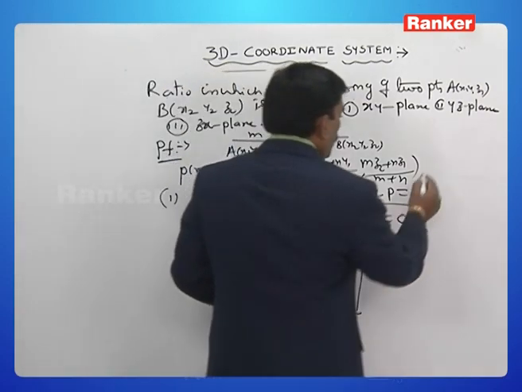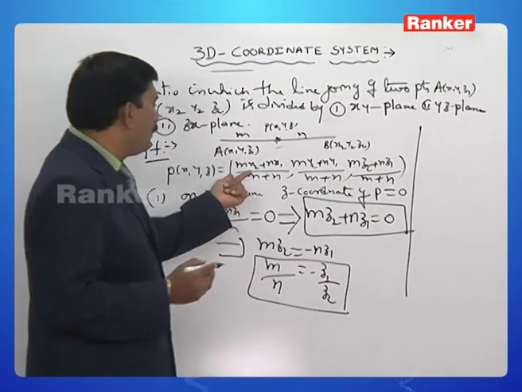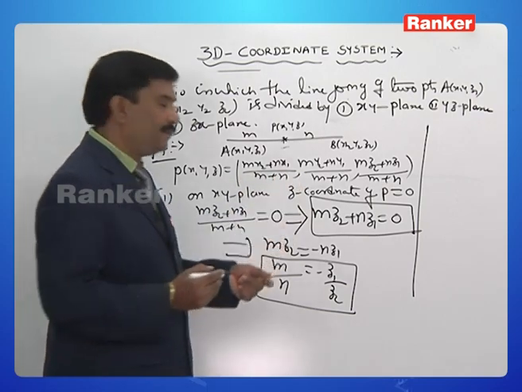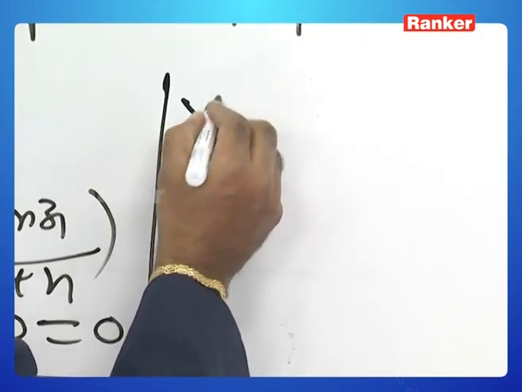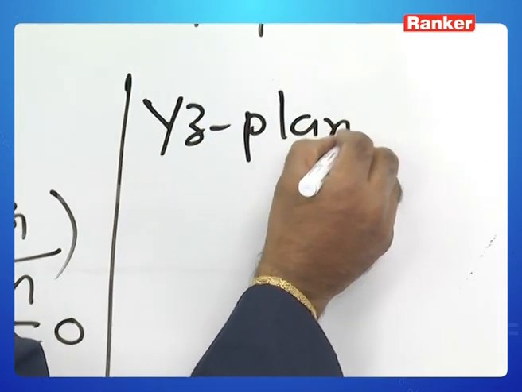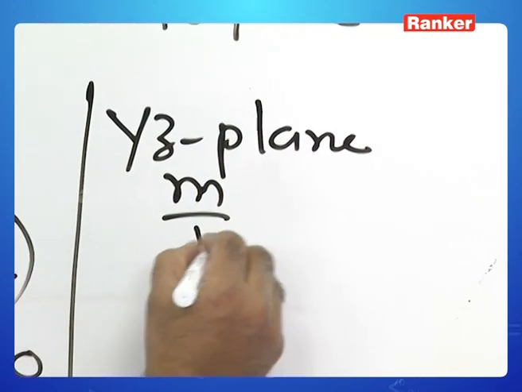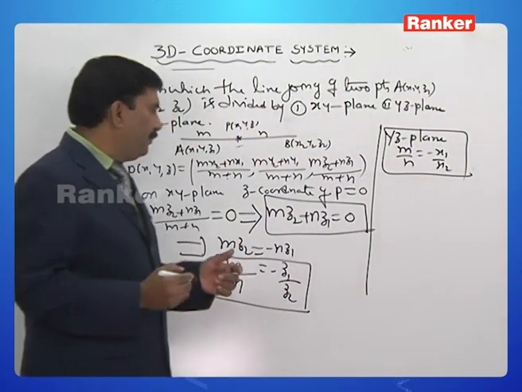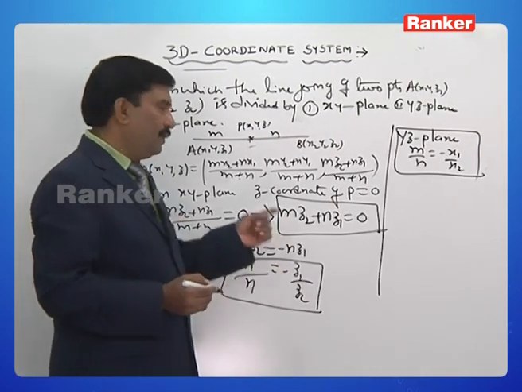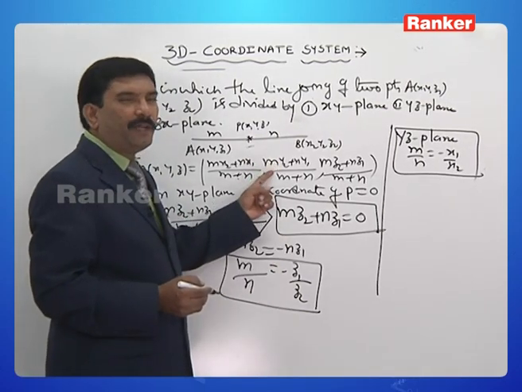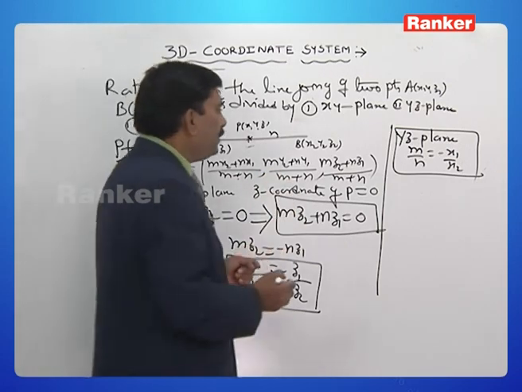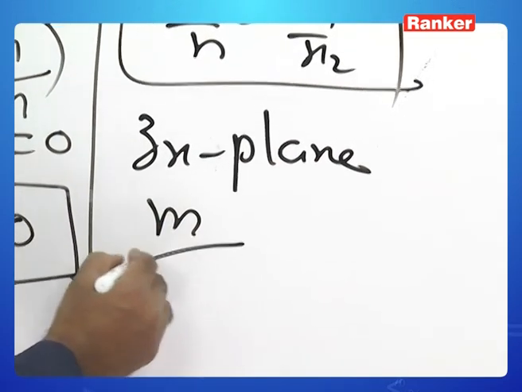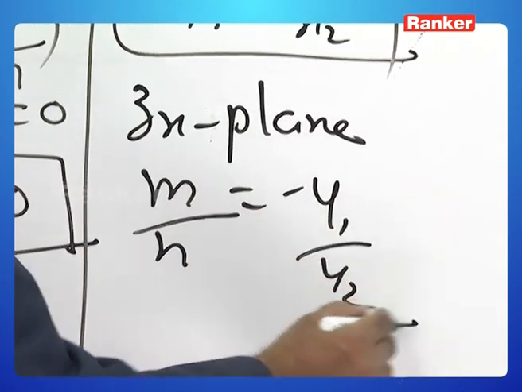In the same fashion, on the yz plane, the x coordinate of the point is equal to 0. I can also write the yz plane divides in the ratio m by n equal to minus x1 by x2. Similarly, on the zx plane, the y coordinate of the point P is equal to 0. So therefore I can write for the zx plane, m by n is equal to minus y1 by y2.